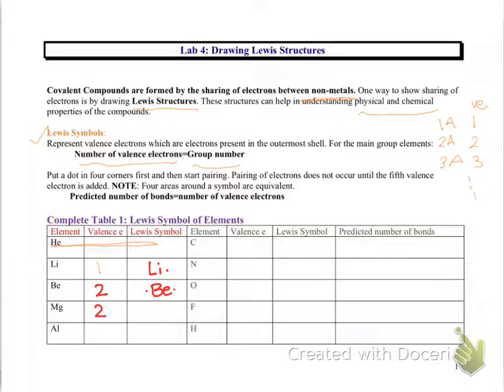Magnesium, second A group, two valence electrons, so 1, 2. So when we are writing aluminum, three valence electrons, so three dots, 1, 2, 3.